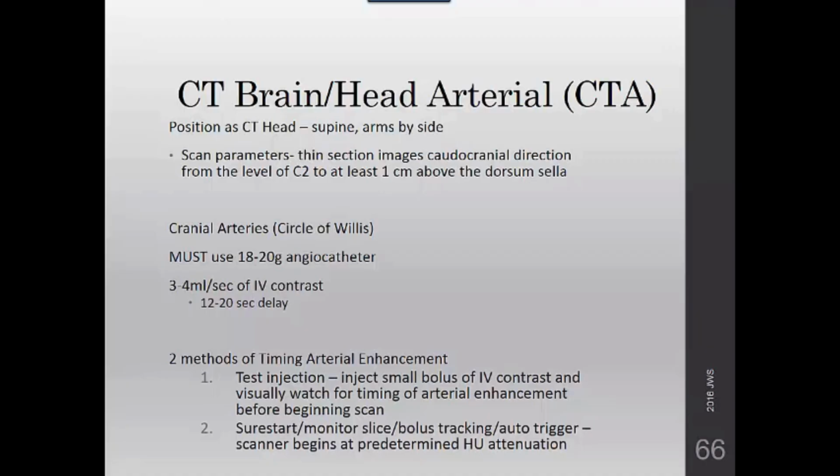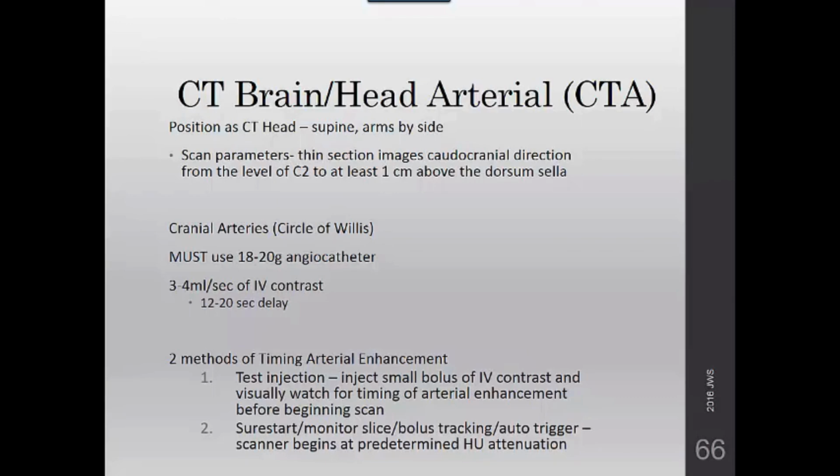To begin the procedure, the patient is positioned as for a routine CT head, supine with the arms by their side. Usually a non-contrast CT brain is acquired before administration of contrast to make sure that the bleed is not going to cover up the contrast, or the contrast not going to cover up a bleed. In setting the scan parameters, thin section images of 0.5 to 1.5 millimeter sections are utilized in a caudocranial direction. So we're going from the bottom up. They begin at the level of C2 to at least 1 centimeter above the dorsum sellae.